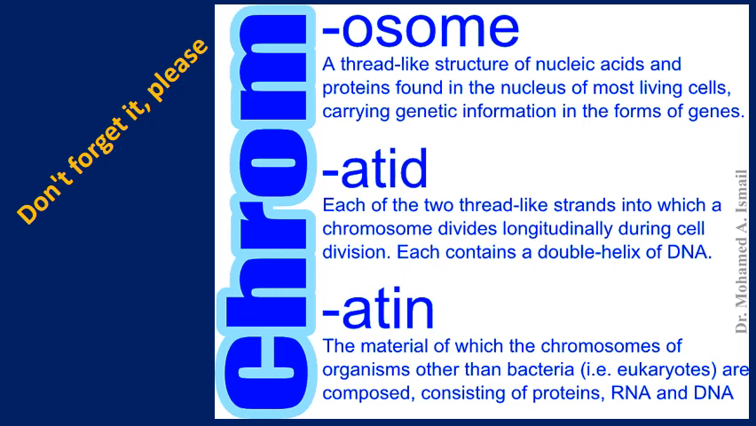Chromosome: a thread-like structure of nucleic acid, carrying genetic information as genes. Chromatid: two thread-like strands, each containing a double helix of DNA. Chromatin: consisting of protein, RNA, and DNA.